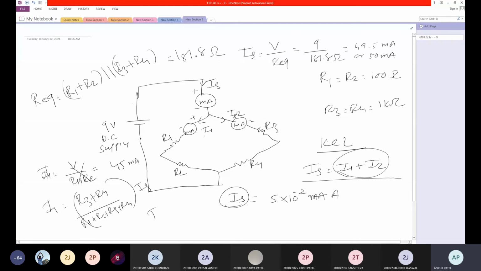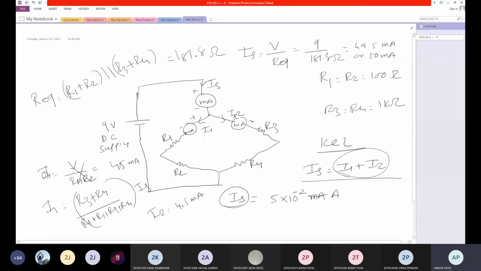What are you getting for this I2 according to the current divider rule? 0.45... 4.5. Yes, 4.5 milliampere.